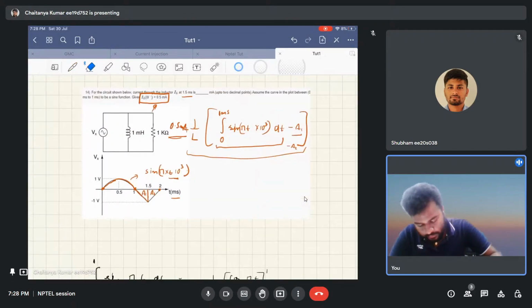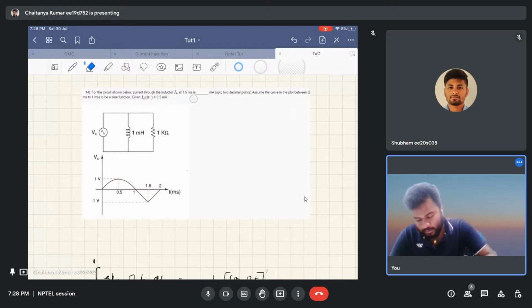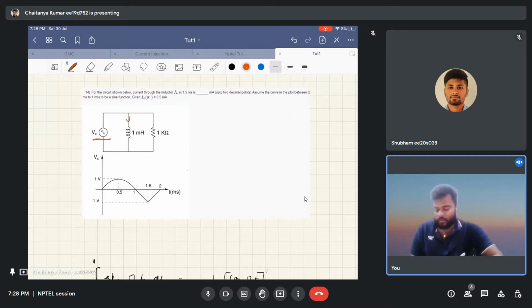So this is the last question for today, and in this you need to find the current through the inductor for the time varying voltage whose curve is given as follows. You need to find the current through the inductor at t equal to 1 millisecond.